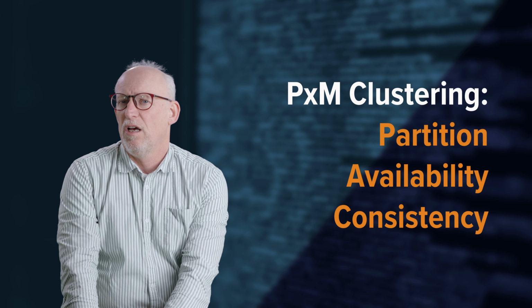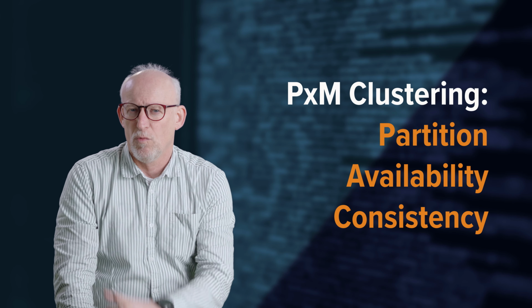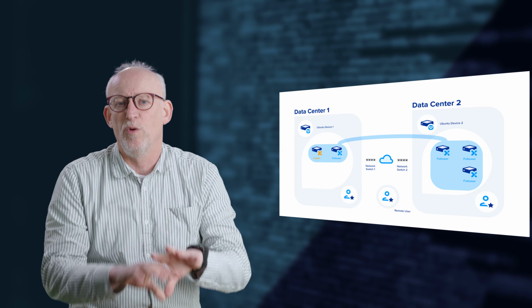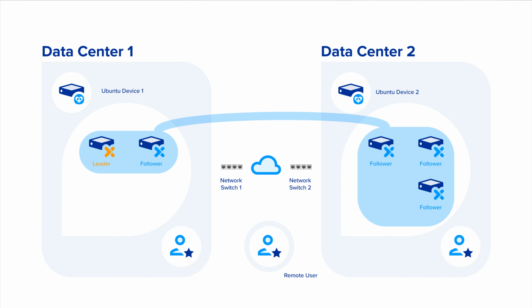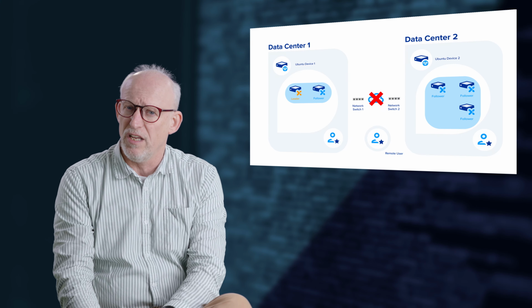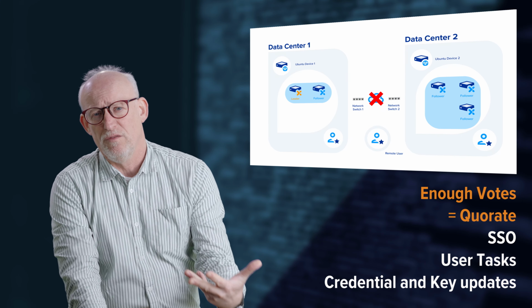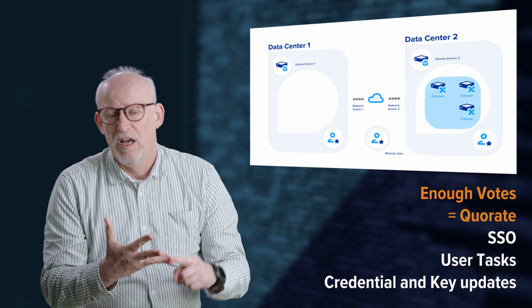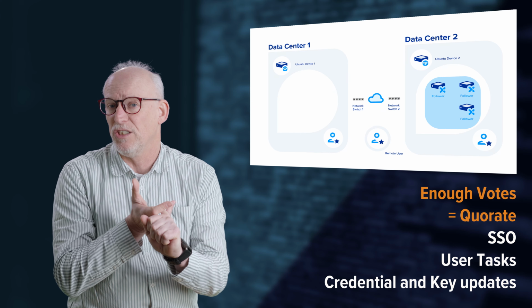And then the next level, or if you like, the highest level of protection that we give you is PXM clustering. And the way that we do this is by having multiple nodes that we distribute the configuration database between. And then these multiple nodes vote amongst themselves to see what services they can deliver. So if there are sufficient votes, it will give you SSO, user tasking, and enterprise class password management.